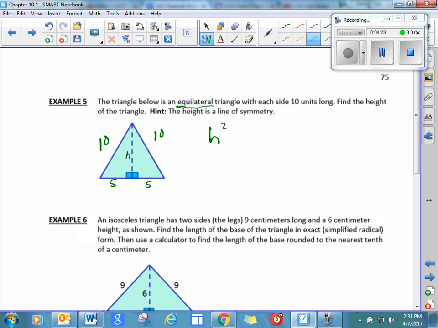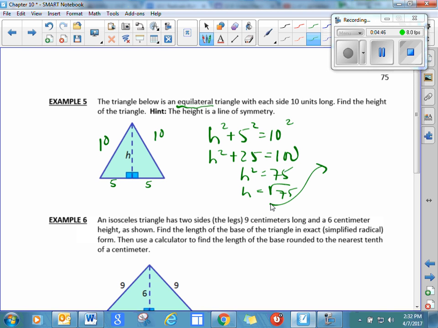So h squared plus 5 squared is equal to 10 squared. h squared plus 25 is equal to 100. h squared is equal to 75. h is equal to radical 75, which simplifies to radical 25 times radical 3. So h is 5 radical 3.